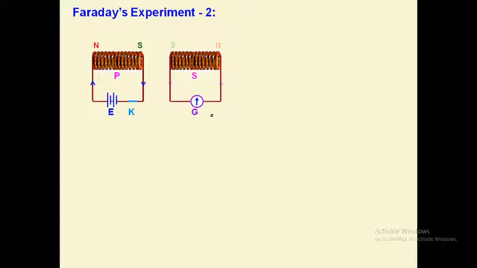Well, the moment we switch on, you see it once again. The moment we switch on, we notice some current in the second coil. But very soon the current disappears also. So this is a momentary current. It comes and goes.